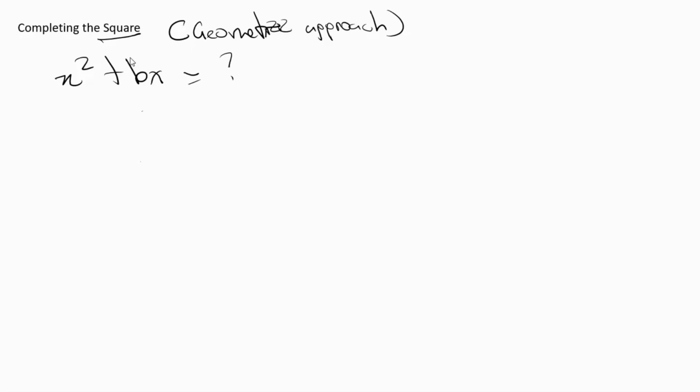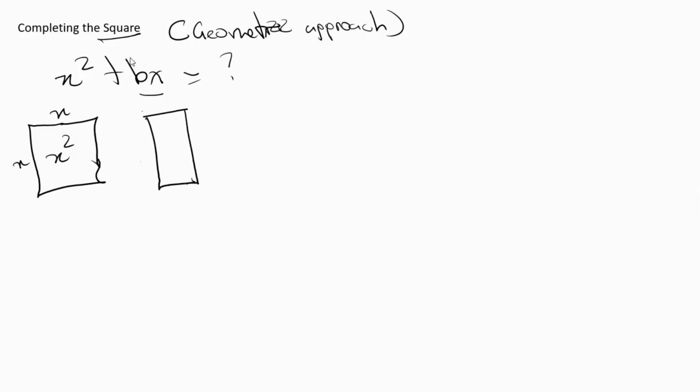So if we have x squared, that's clearly a square of sides x. This becomes x squared. Here we can think of bx as a rectangle, right? It has the same length as the square, but it has a width of b. So this becomes bx.